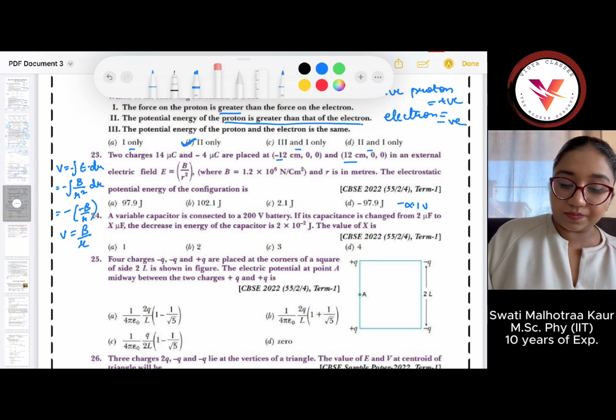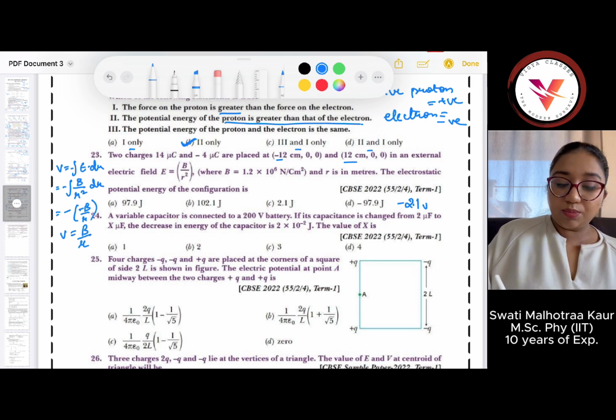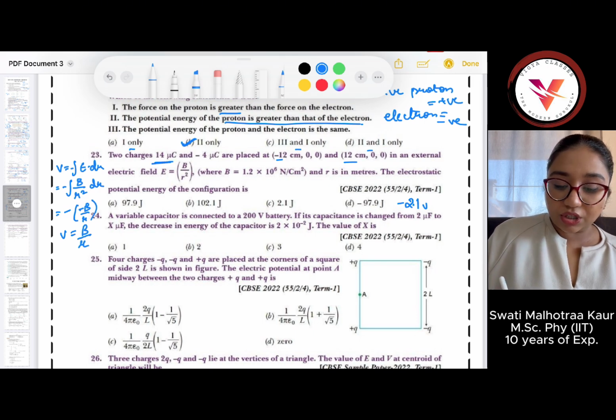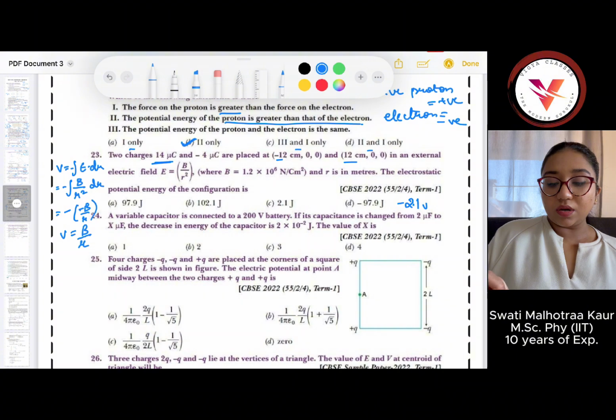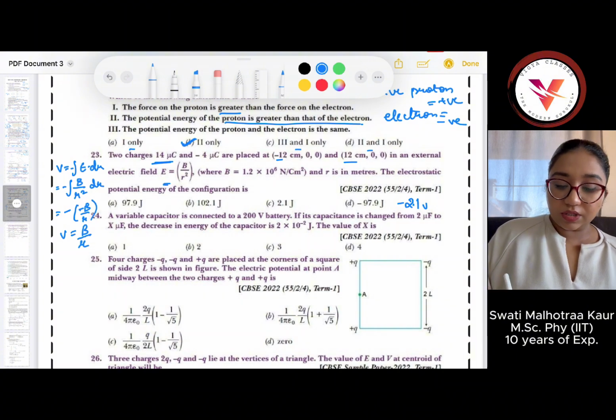Now next is the potential on the charge 14 microcoulomb due to this electric field.